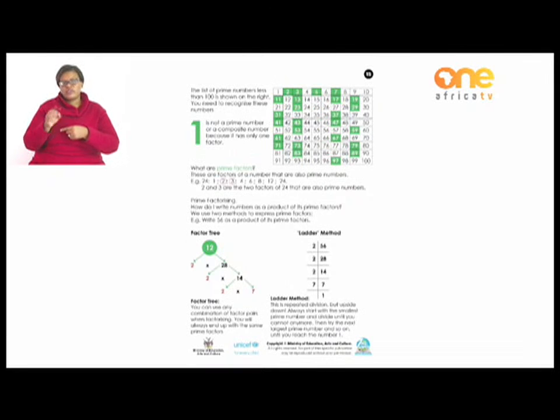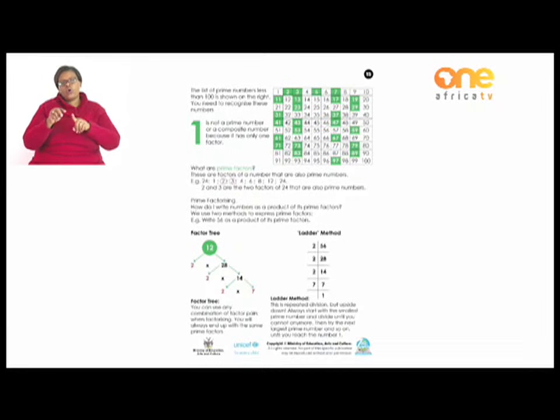So, moving to the ladder method, we are halving from top to bottom. 56 halved, you get 28. You divide by 2, you get 14. Divide by 2, you get 7. And 7 divided by 7, of course, you get 1. So the numbers on the left side are the prime factors, which are 2 and 7. And that is how you use the ladder method to factorize the number 56.